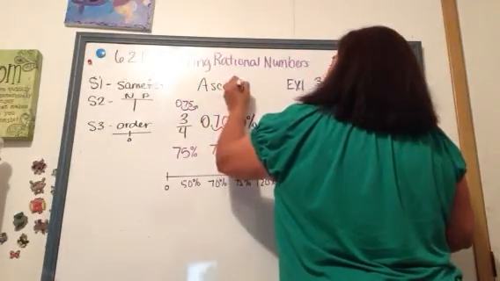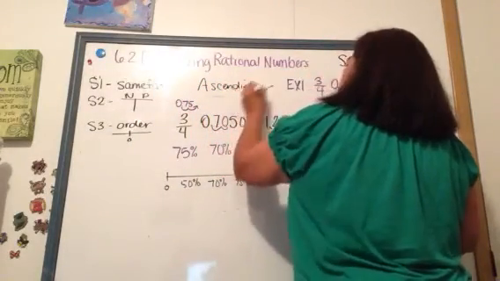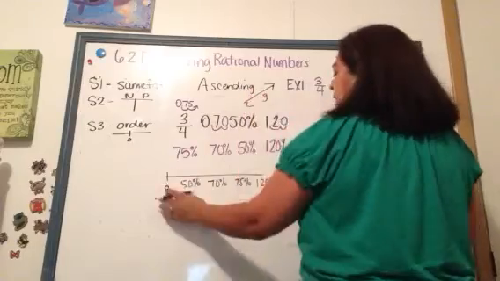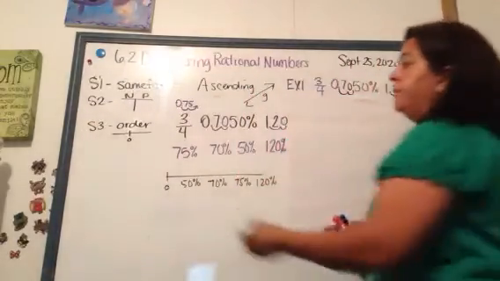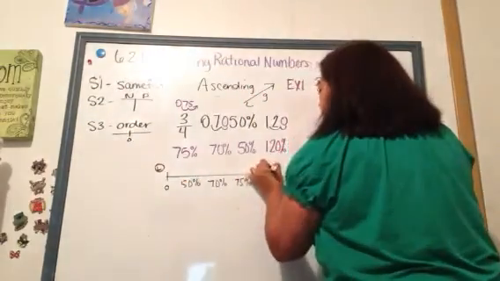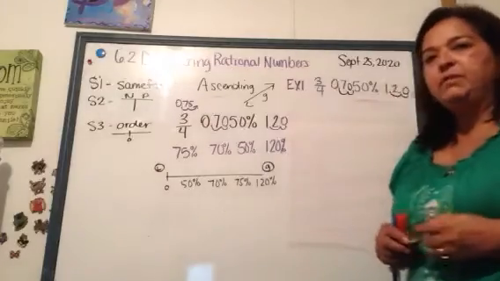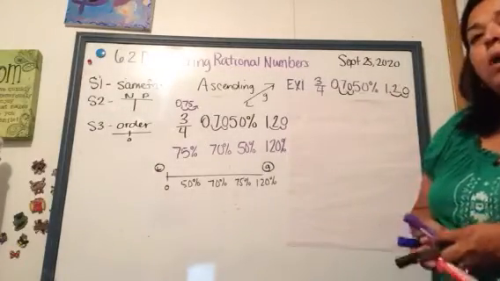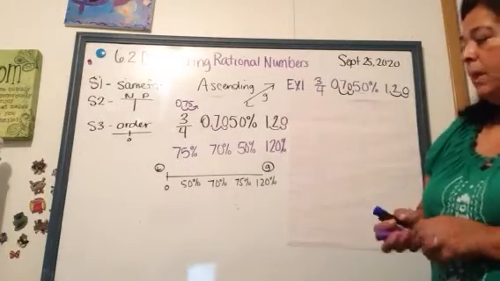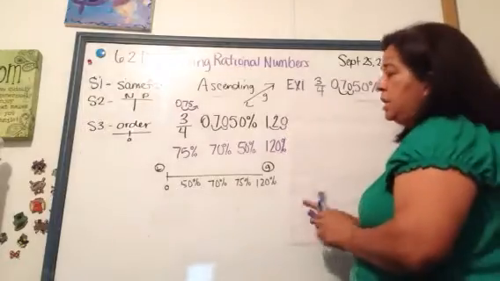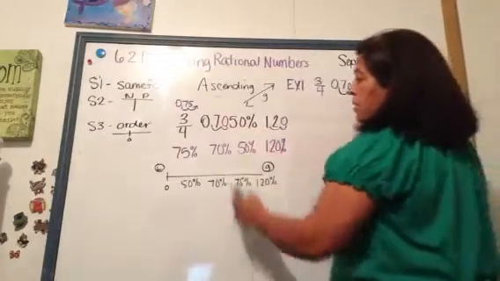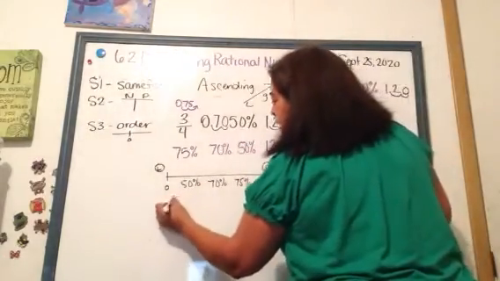So if I wanted ascending order, which means least to greatest, I already have it on the number line. Least to greatest. See the benefits of using a number line? When you are rewriting this, what I would like for you to do is change it back to its original form. So 50% is okay.